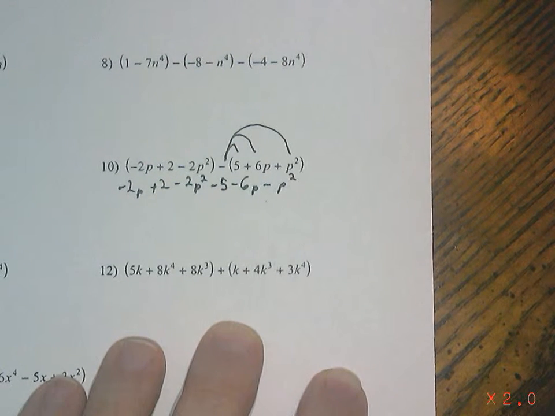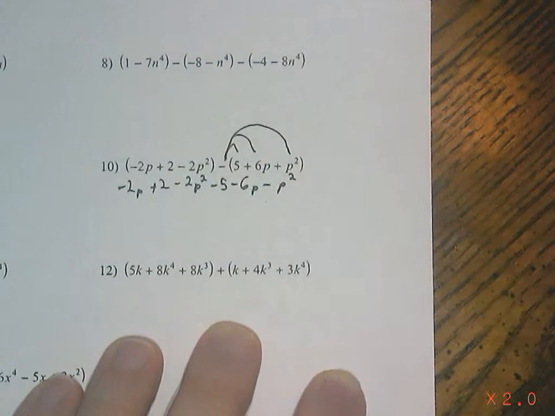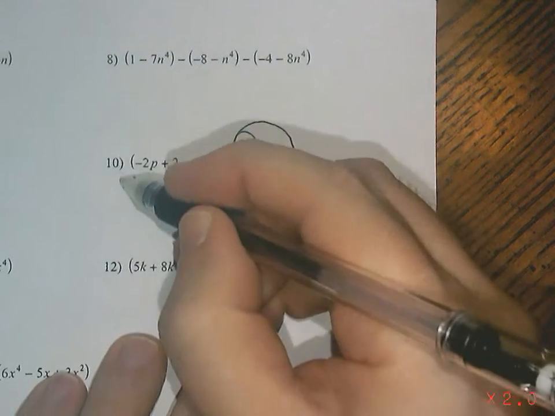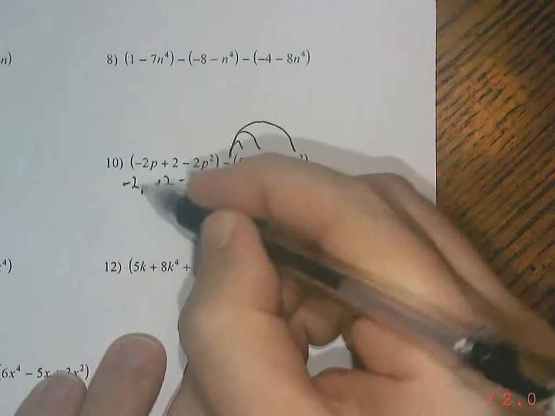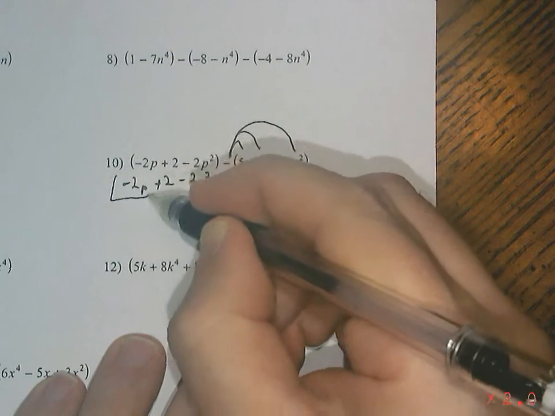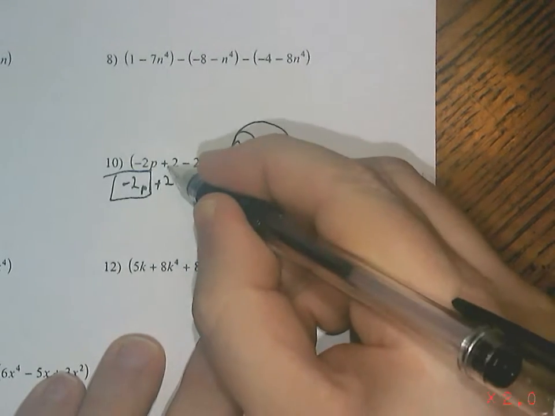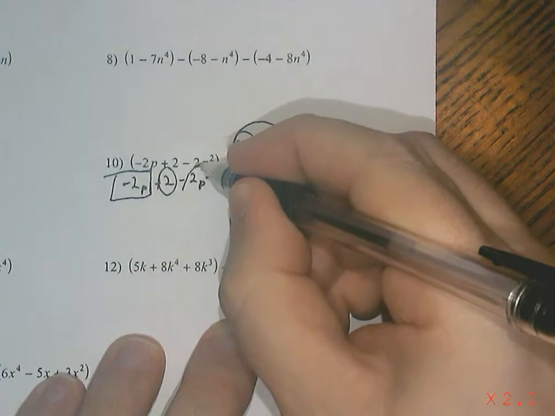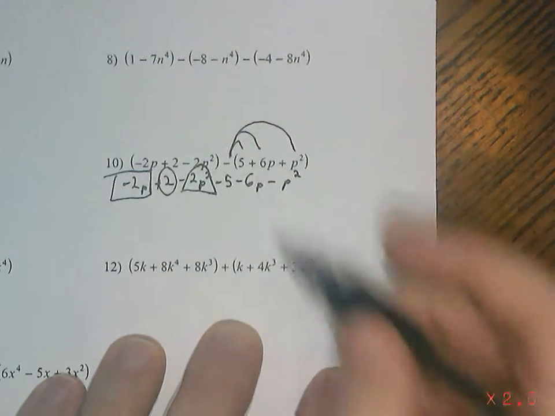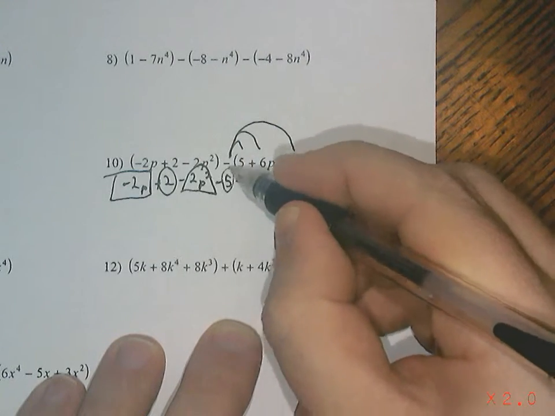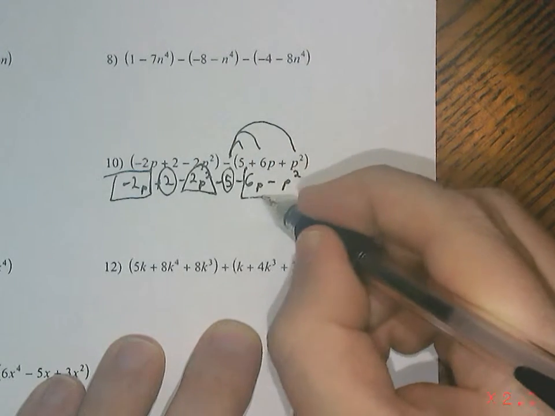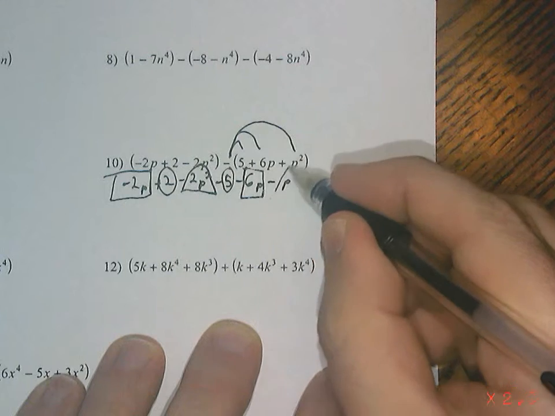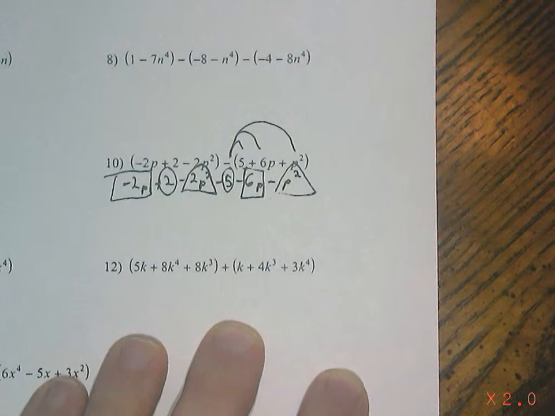Now, next step is to look for my like terms. So I'm going to do the shape approach here. Let's put the p by itself in a square. Constants we'll put in a circle. And we'll do a triangle over the exponent ones. Okay.